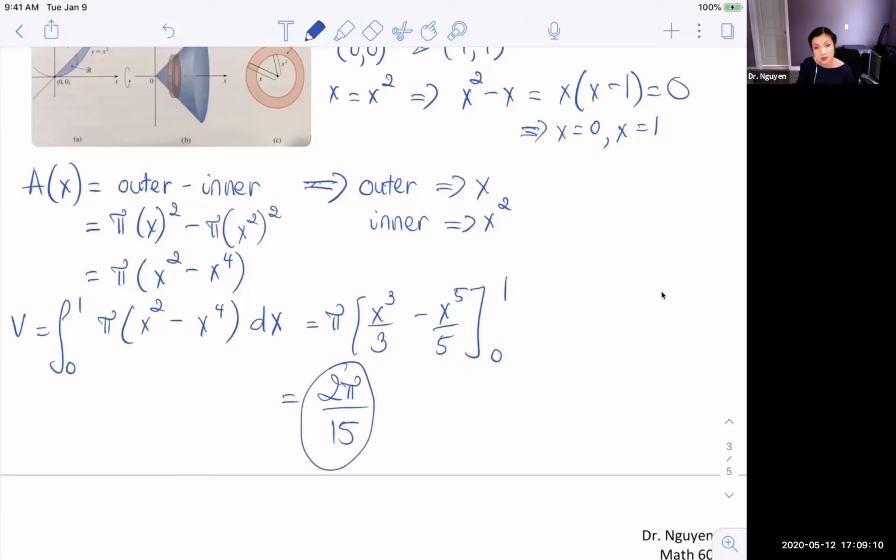That's the volume. Okay, so as you can see, we have a donut here, we have a washer here. In the previous problem, we have a disc, so we just have one circle. For the washer, you have the outer circle minus the inner circle to have that curve right there.